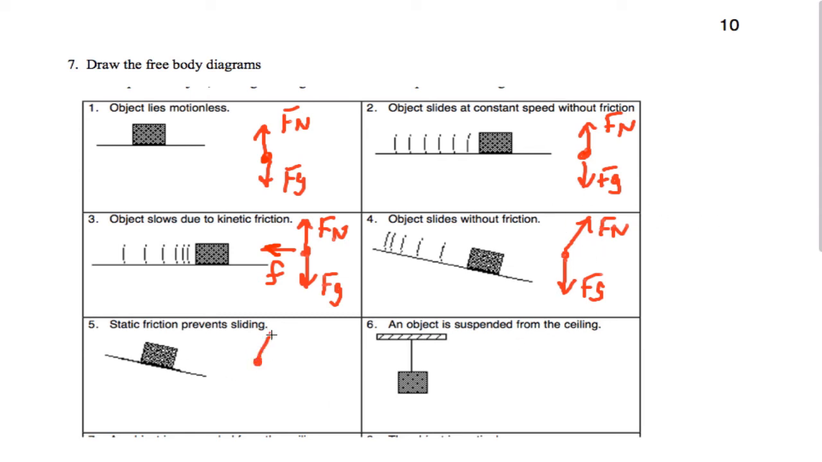Now for number 5, again, we have the normal force diagonally. We've got the gravity force pointing down, and we have a friction force that prevents the sliding going up the hill. Finally, for the last one, we have the gravity force pointing down, and what's actually holding the object up is the tension force from the rope. So that's problem number 7.